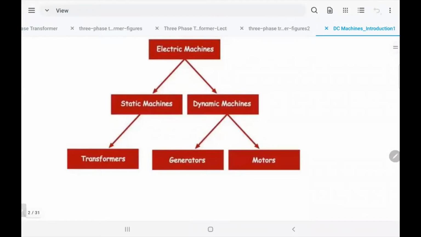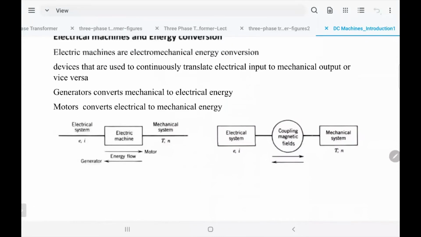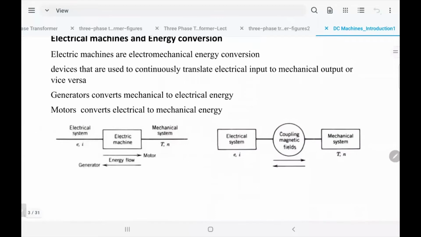And for the dynamic machines, we got two. They can operate as a generator or motor. So in the dynamic electric machine, you have one input and one output. If the input is electrical, supplying the machine with current and voltage, and the output is mechanical energy, which is torque and speed, so that's a motor.